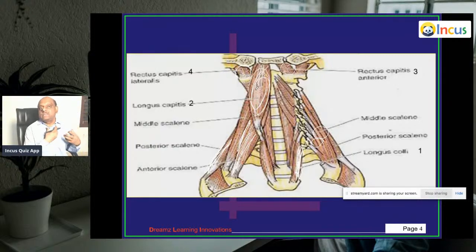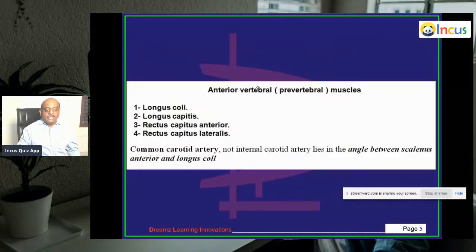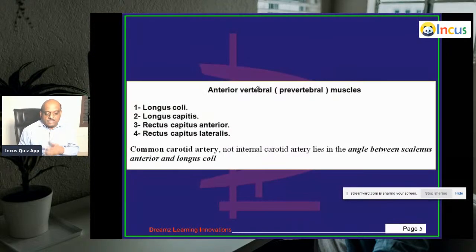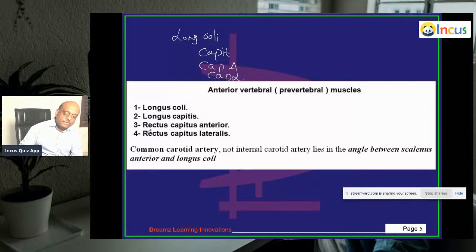Neck mein kya muscles hain, neck mein kya triangles hain, everything. So all these prevertebral muscles include longus colli, longus capitis, rectus capitis anterior, rectus capitis lateralis. So between the scalenus anterior and the longus colli, between the two, you have the common carotid artery, is what you need to remember.